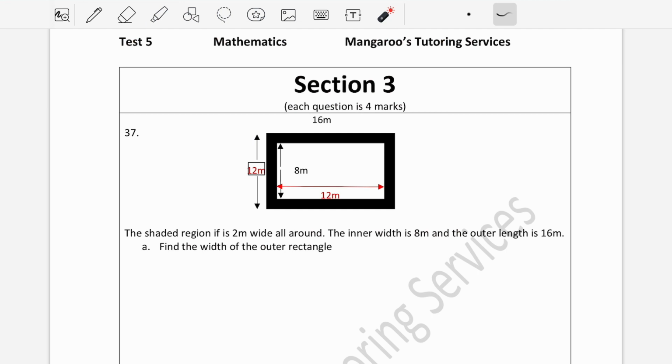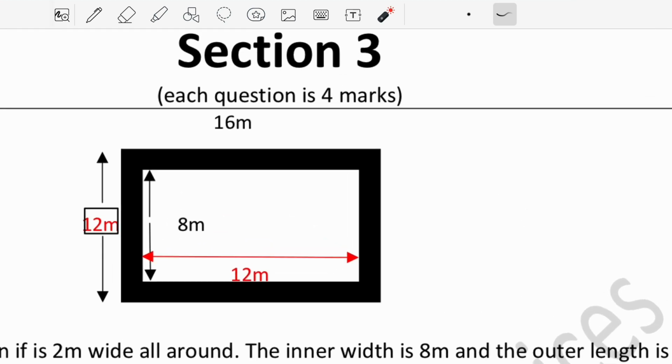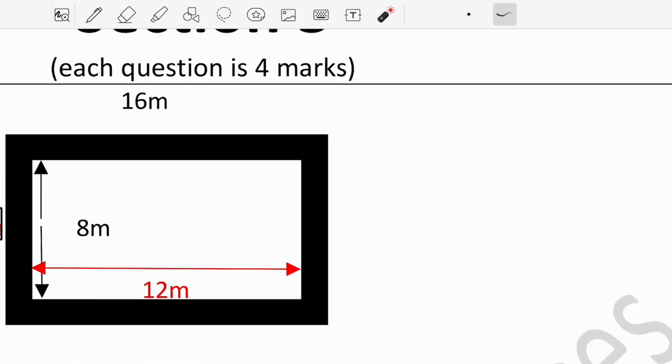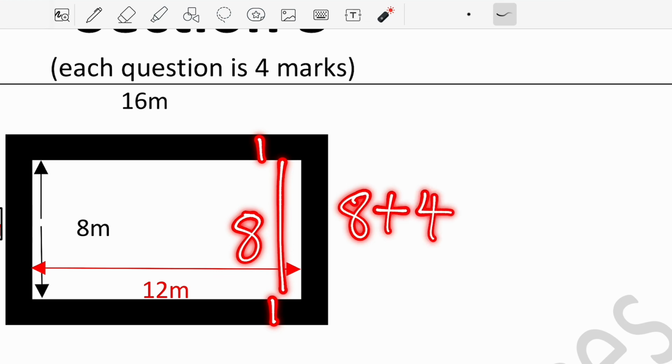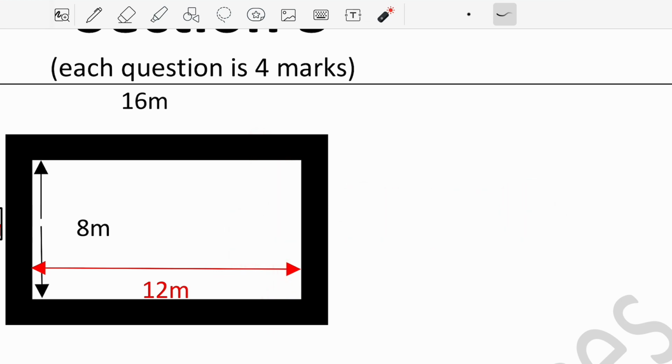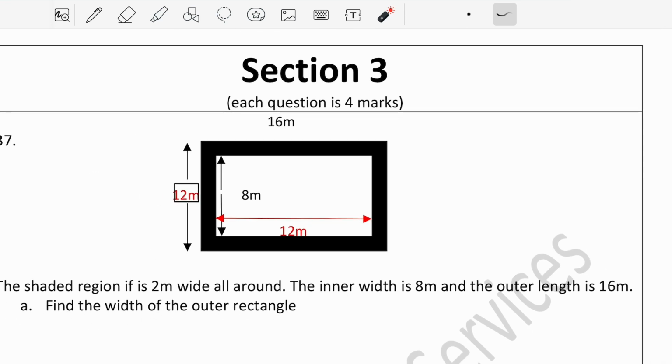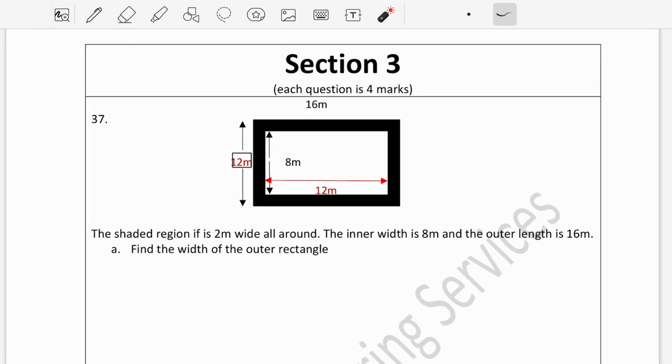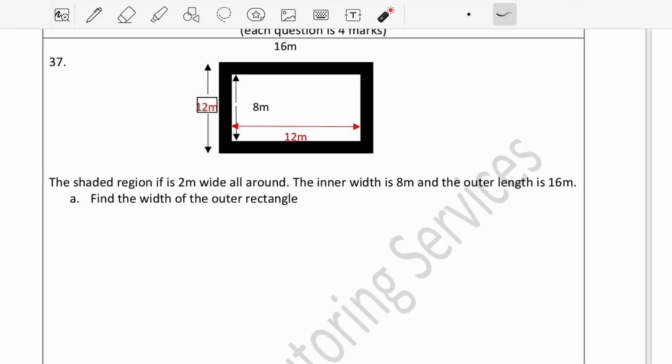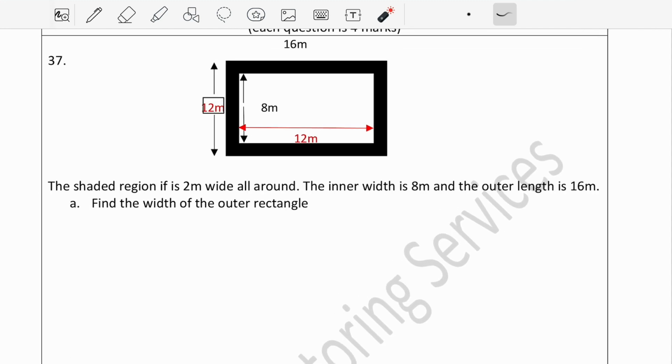Alright, section 3, number 37. We need to determine the outer width, or the width of the outer rectangle, right? So we weren't given it. They told us that this is 8, and here's 2, and here's 2. So that's 8 plus 4 is 12, right? So that was easy.